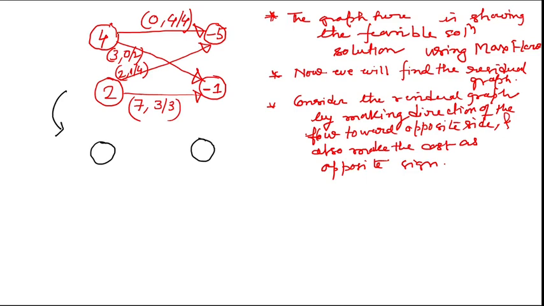So here you can see this direction, 4 to -5, is already going. Capacity is 4, flow is also 4. That means nothing much more we can send. Already the maximum has been sent, so this direction is not working at all. What we will do is send everything in the opposite side. And this cost has to be negative, but negative 0 means 0 only. So make it 4 and 0.